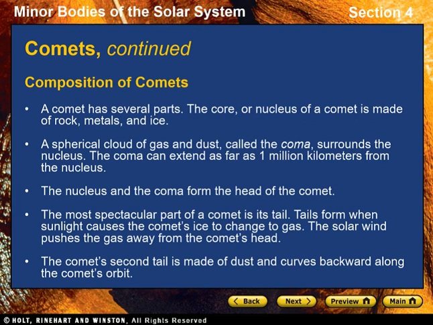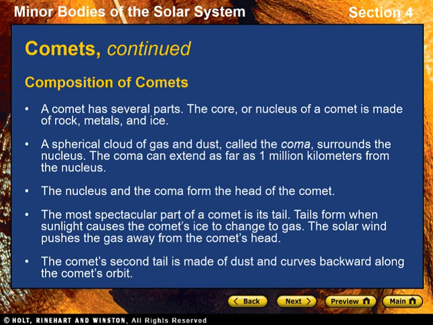Compositions of comets. A comet has several parts. The core or nucleus of a comet is made of rock, metals, and ice. Cores of comets are commonly between 1 kilometer and 100 kilometers in diameter. A spherical cloud of gas and dust called the coma surrounds the nucleus. The coma can extend as far as 1 million kilometers from the nucleus. A comet's bright appearance comes from sunlight reflected by the comet's coma. The nucleus and the coma form the head of the comet.